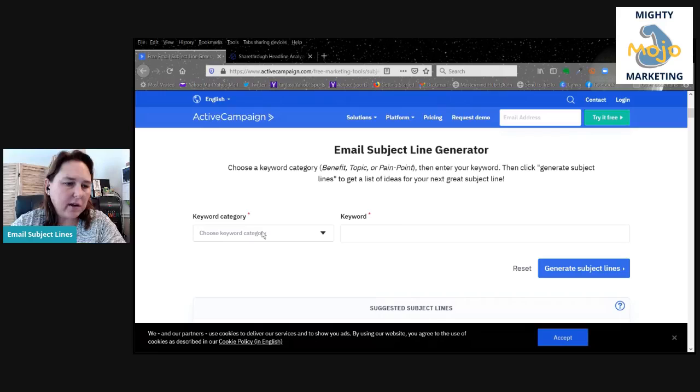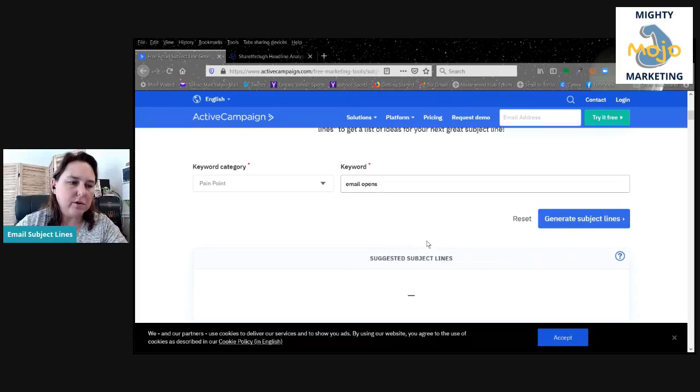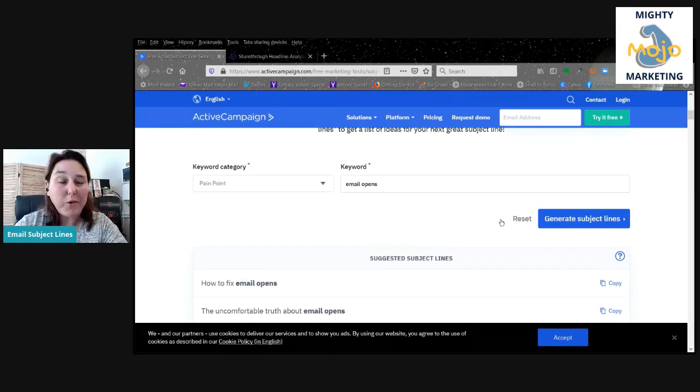So basically it says, okay, you can put in keywords in a keyword category. Benefits, pain points. Those are what we were talking about. Remember about success, problems, pain points, outcomes, benefit, outcome. There we go. Topic, pain point. So, I don't know, pain point, and the keyword here is email opens. Let's see if that actually qualifies as a keyword and what it suggests for me. Well, it did. Okay.